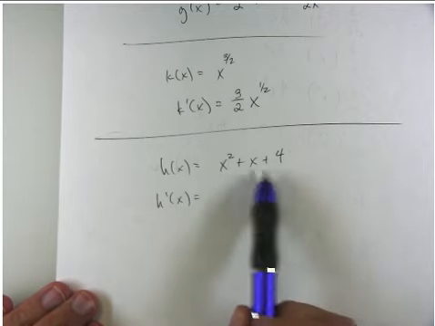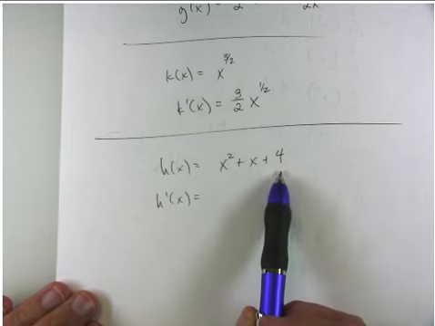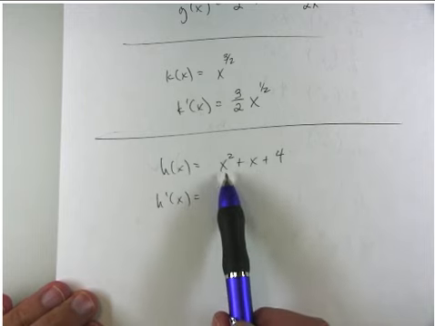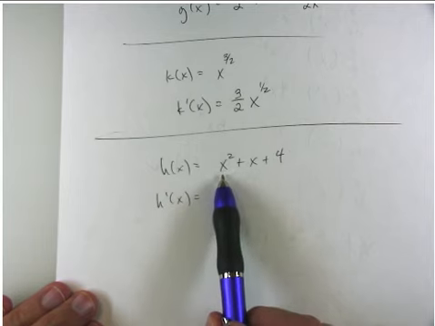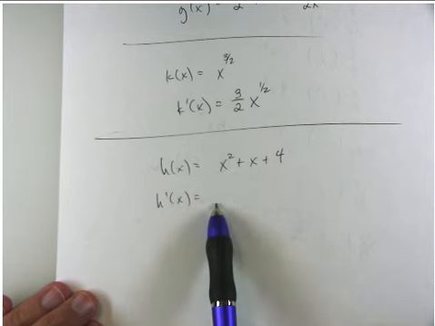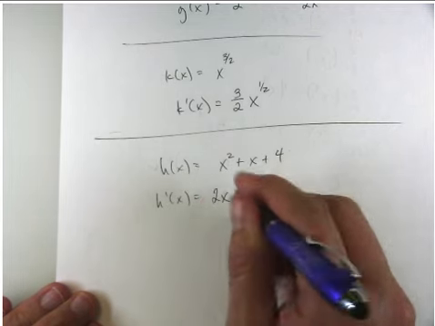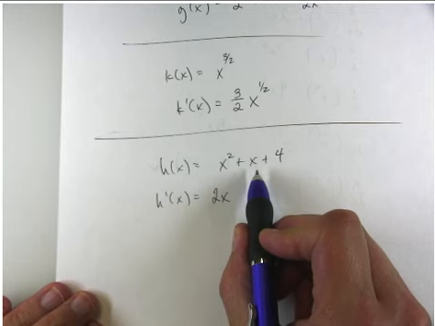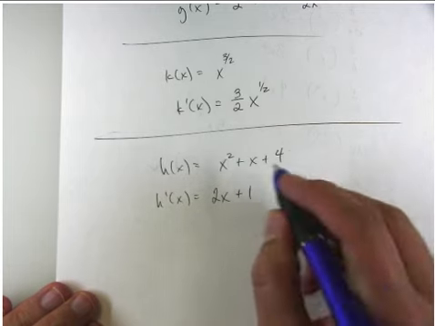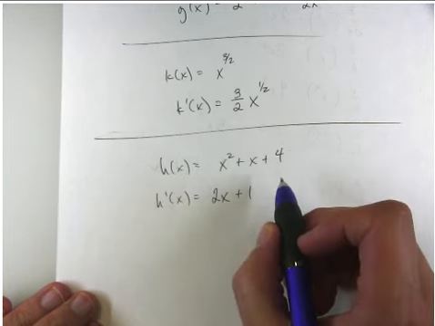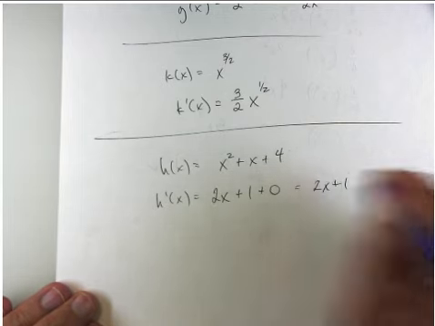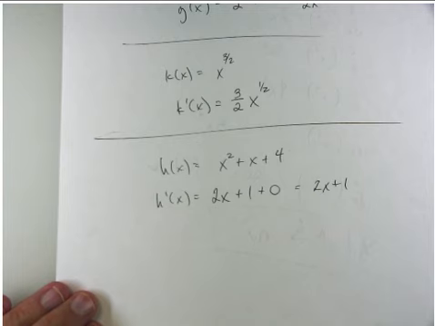I'm adding functions together, and we saw previously that if you're just adding functions together and you want to take a derivative, you can just take the derivative of each term. So the derivative of x squared is 2x to the first, so 2x. And the derivative of x is 1. And the derivative of 4 is 0. So that's 2x plus 1. There it is. Easy.